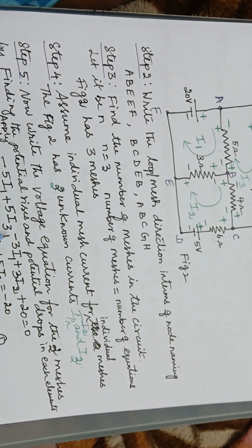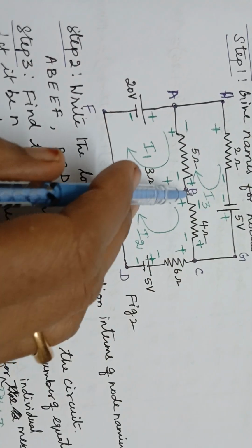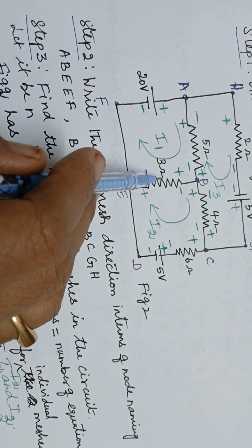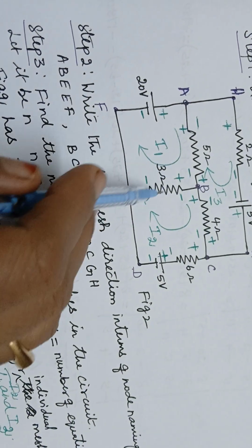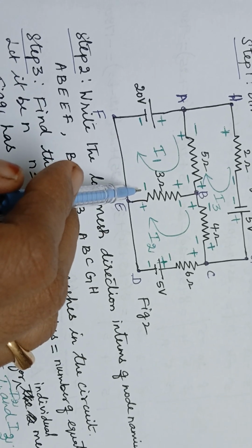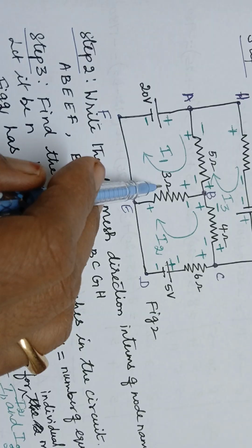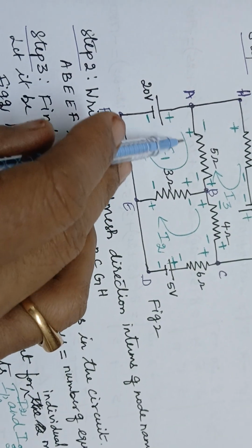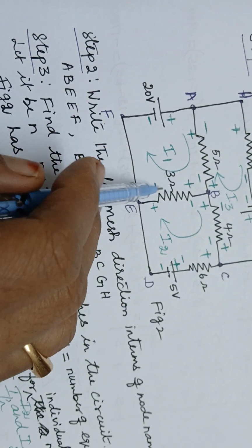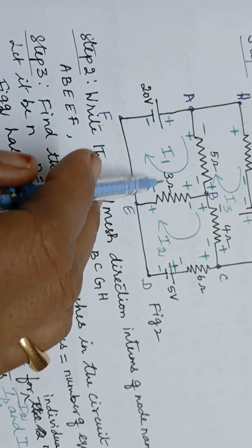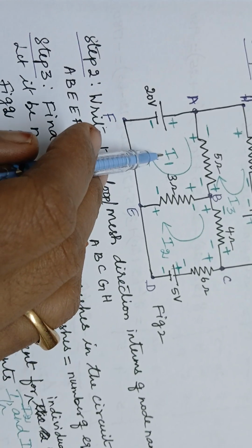Next we come to the next element. At this point it is plus to minus. Here also two currents are acting. The current entering through I1 is plus to minus, so it is minus 3 into I1.